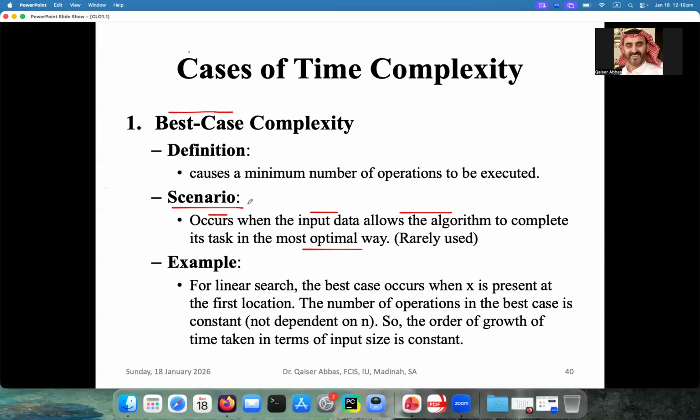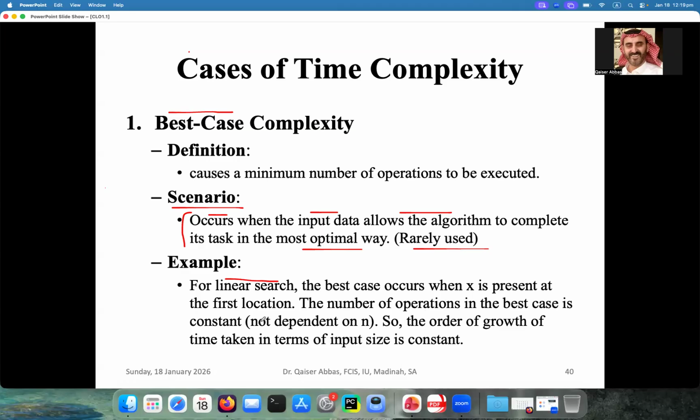This can be the situation, but this case is rarely used. We are not using this most of the time, but as knowledge, you can understand what it means. For example, if linear search is the problem and you have to find some element X in it, and that element is available at the first position in the array, then at the first comparison that element will be detected and given as an output. That would be the best case.